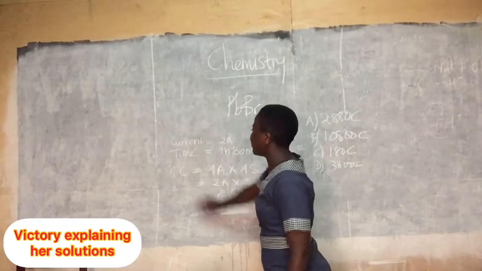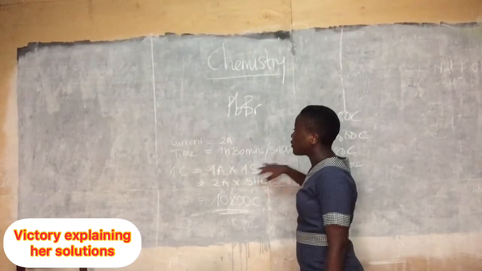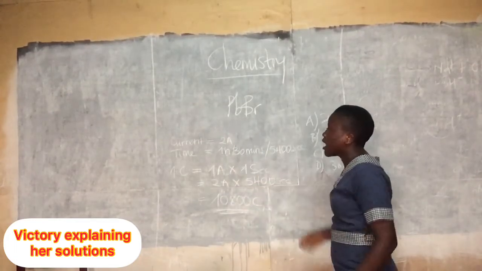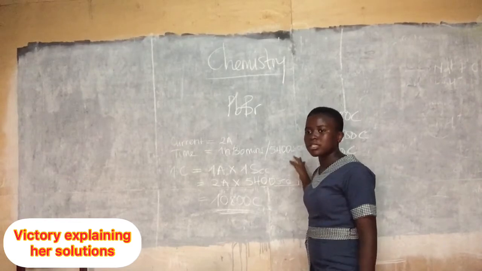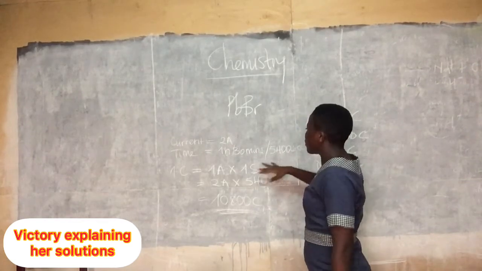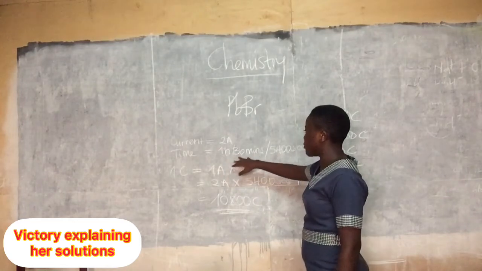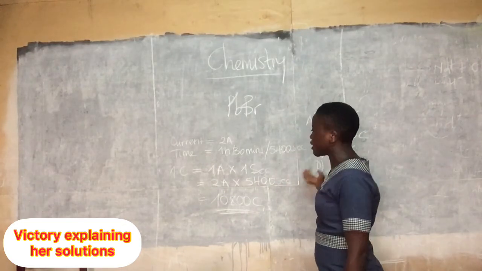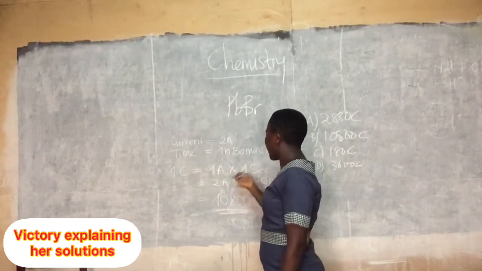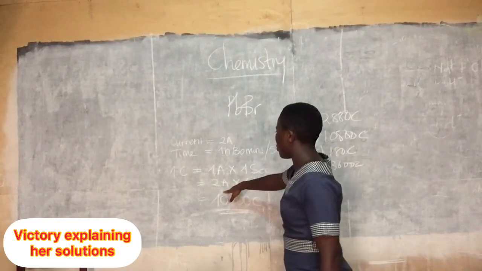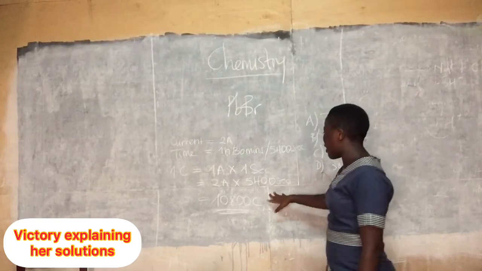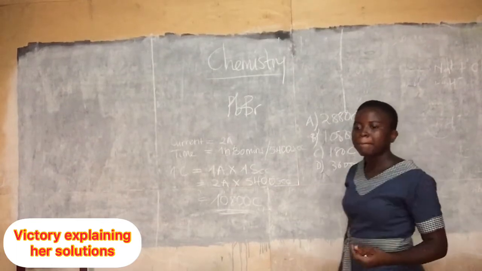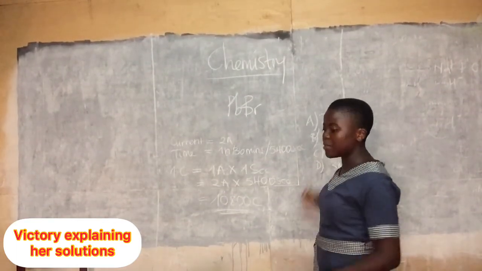Calculate coulombs with the current and the time. The current was 2 ampere, and the time is 1 hour 30 minutes. The time is always calculated in seconds, as it is the SI unit, so you change hours and minutes to seconds. It's 5,400 seconds. Charge is current times time, so 2 ampere times 5,400 seconds is 10,800 coulombs. And the answer is B.